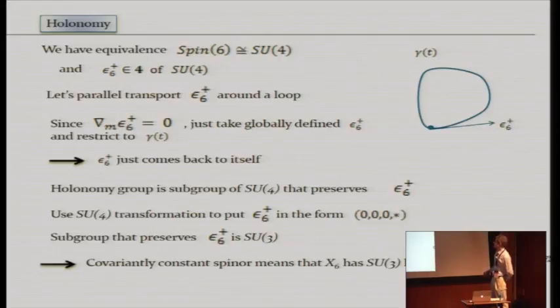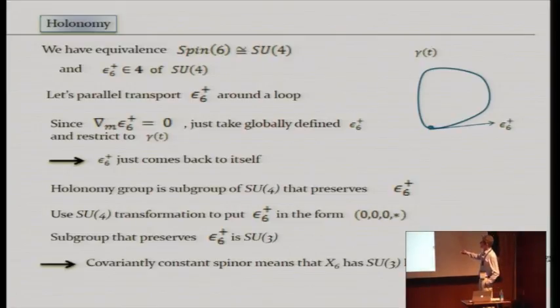Okay, but what does that mean now? That means that the holonomy group can't be all of SO6. It has to, or Spin 6 if you wish, because we're working with spinors now, it has to be some subgroup of SU4 that preserves epsilon 6. Because it has to come back to itself, and a general SU4 holonomy would not bring you back to yourself.